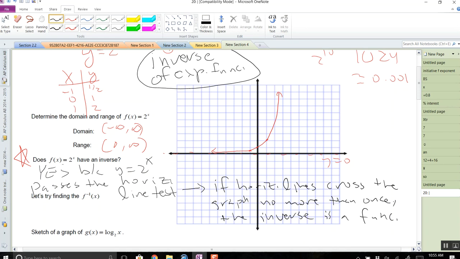Once we find it, then we have the logarithm. And that's how the logarithm comes about. It's by taking the inverse of an exponential function, isolating y, and voila, there's the inverse. So let's find it.